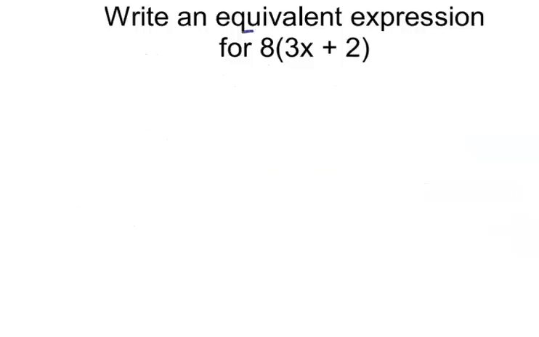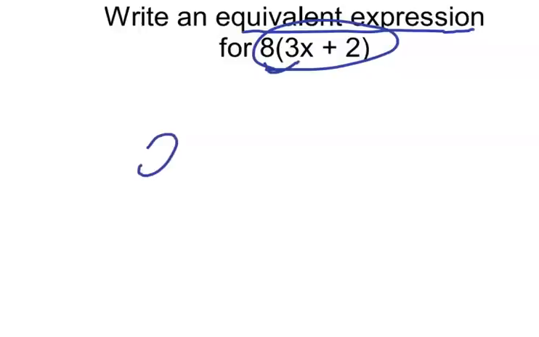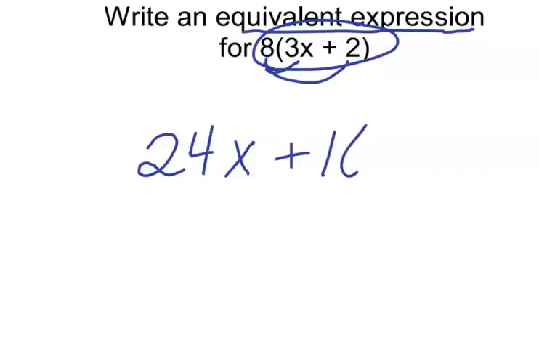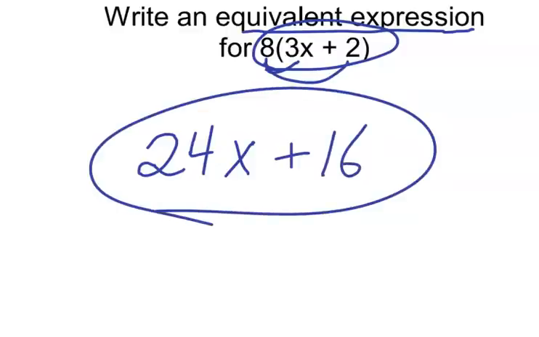All right, now we're going to write an equivalent expression. Okay, all right, so that's going to be pretty simple. We're just going to distribute this 8 to everything inside of the parentheses. So 8 times 3 is 24. So it's 24x plus 8 times 2 is 16. We have now created an equivalent expression.